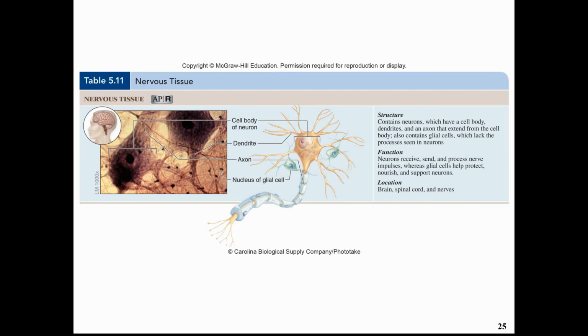Here's a picture of a neuron. The large portion of the cell body is called the soma. The area near the nucleus is called the perikaryon, and these little short branched areas are called dendrites. This very long process here is called the axon. The axon can be several feet long. So yes, that's a single cell, single neuron, that can be several feet long.